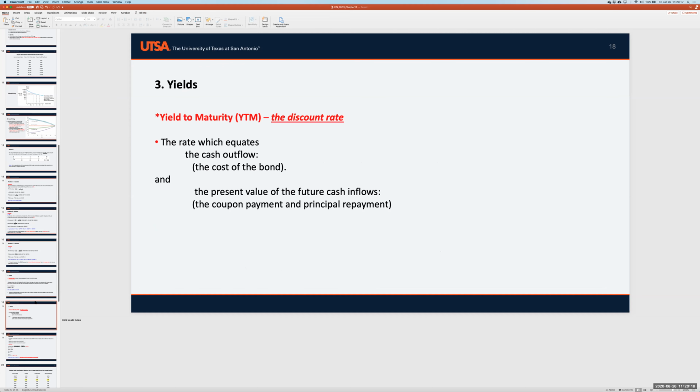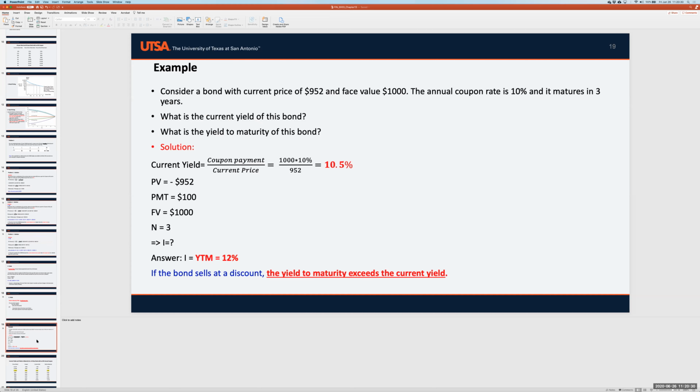Okay, yield to maturity is simply the discount rate, the rate which equates the cash outflow, the cost of the bond, and the present value of the future cash inflows. So simply the discount rate. So let's solve an example.